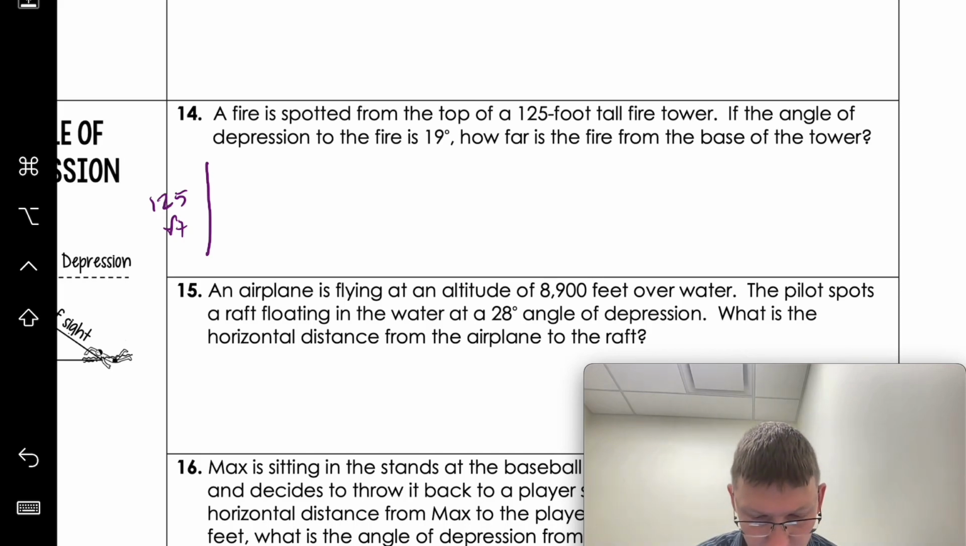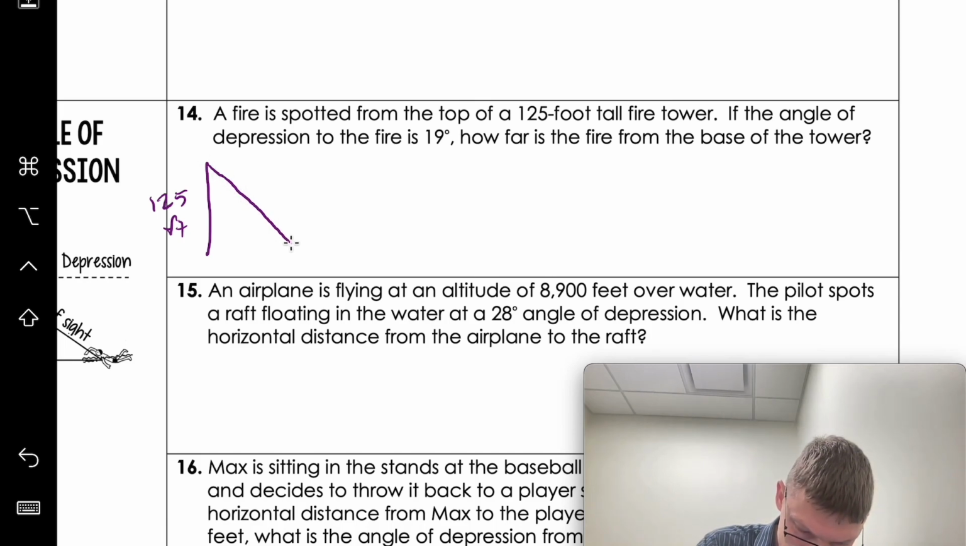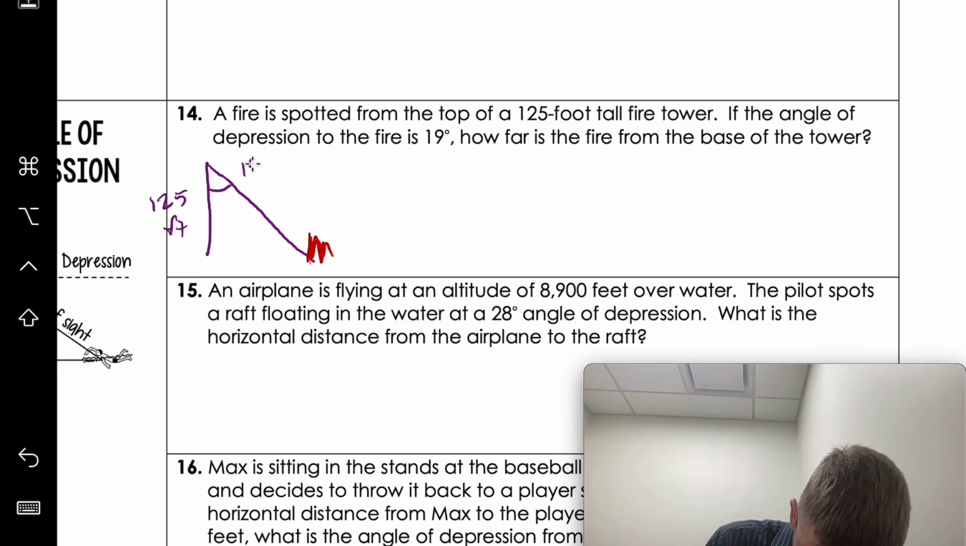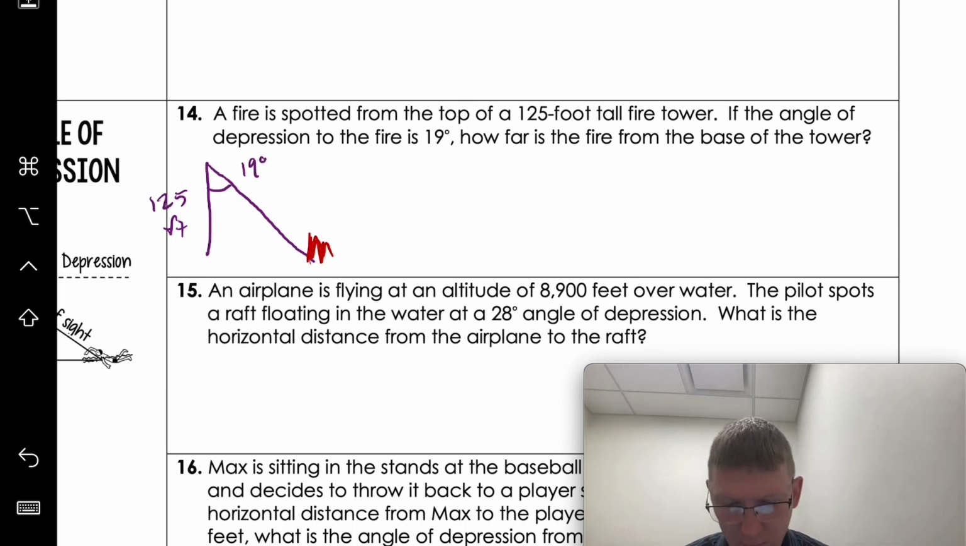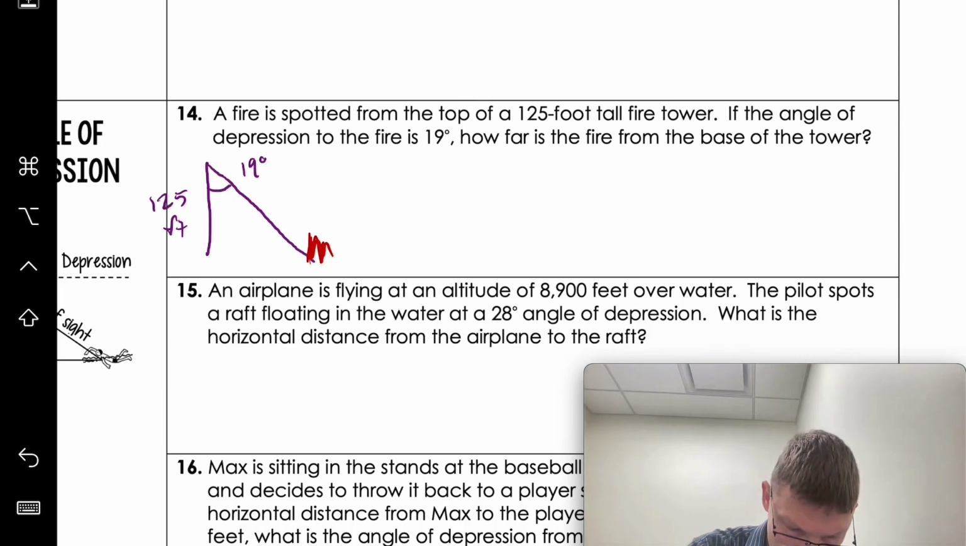If the angle of depression to the fire, we're going to say there's a little fire here, if that angle is 19 degrees, how far is the fire from the base of the tower? So we are looking for this value right here.